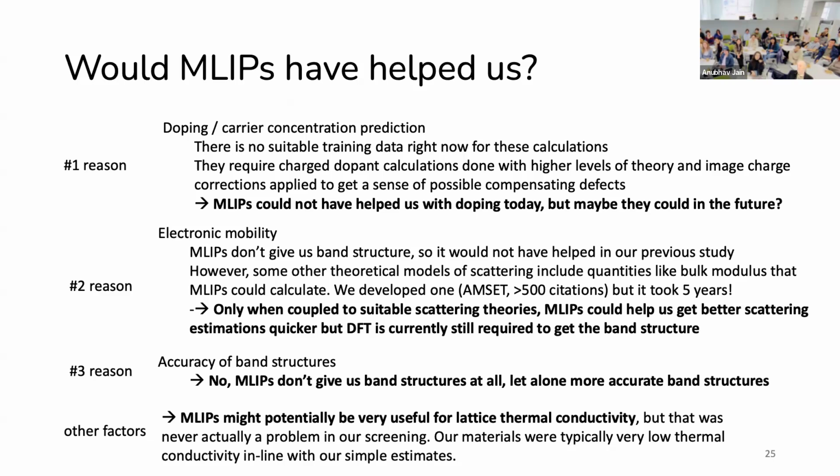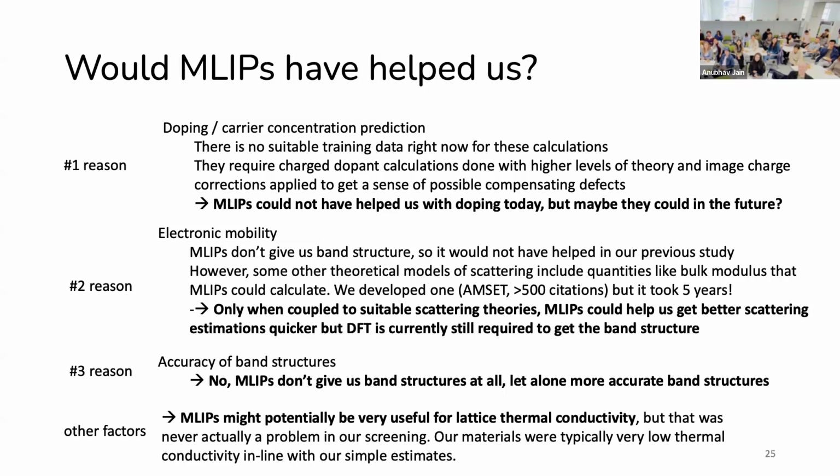Maybe they could in the future if someone actually generates a great doping data set. And Materials Project has tried for many years. Other people have tried at NREL for many years to get this doping stuff in line. It's hard, and more people probably need to be working on that. Okay, electron mobility. The machine learning potentials don't give us the band. We need the band structure for the electron mobility. There's just no way around it. Machine learning potentials don't give us the electronic band structure at all. So it would not have helped us in our previous study.